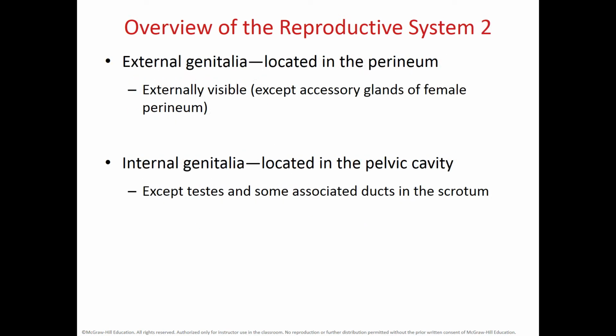Now, also part of the reproductive system structures will be the external genitalia, which is located in a triangular area between the thighs that we call the perineum. Now, in the males, the external genitalia will have the testicles and also the penis. Now, internal genitalia will be the genitalia that is located within the pelvic cavity, except for the testes and some associated ducts in the scrotum.